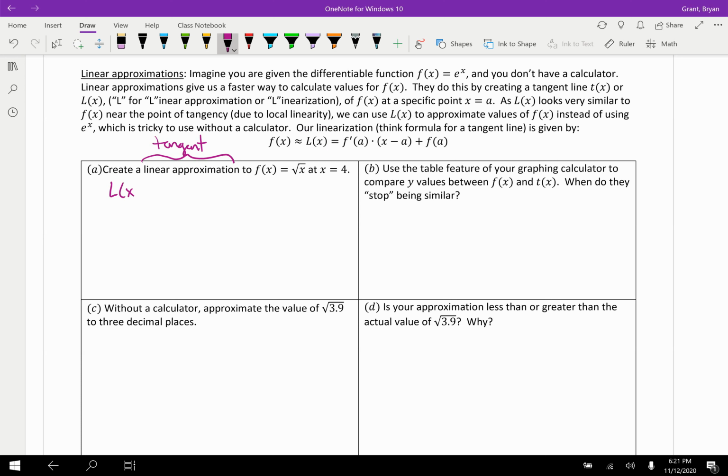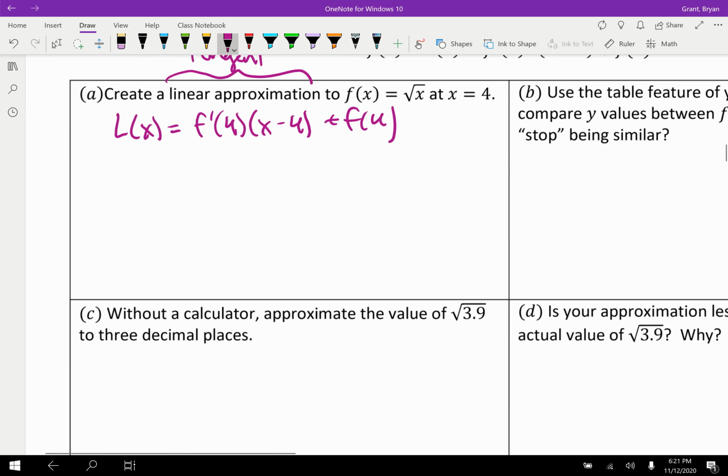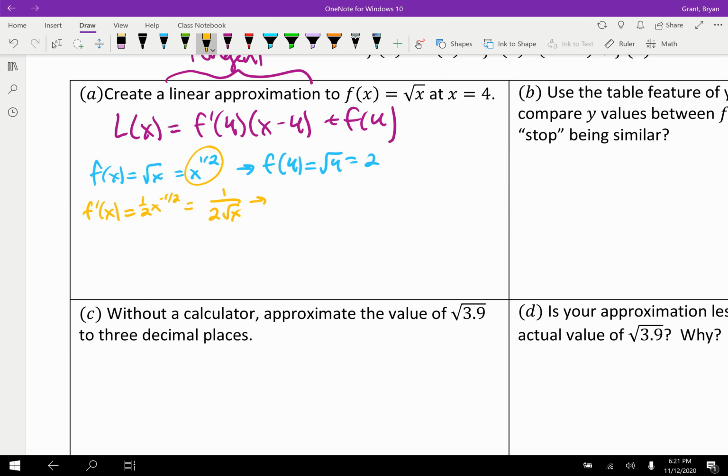So we have L of x, the linear approximation, is going to be found by doing f prime of 4 times x minus 4 plus f of 4. Cool. Okay, we know that f of x is the square root of x, which is x to the 1/2. And we also know that f of 4 is the square root of 4, which is 2. Second, f prime of x is 1/2 x to the negative 1/2, which is 1 over 2 square roots of x. So then f prime of 4 is 1 over 2 square roots of 4, 1 over 2 times 2, which is 1/4.